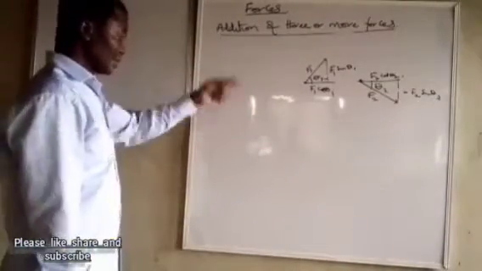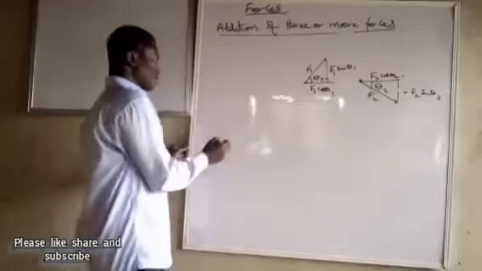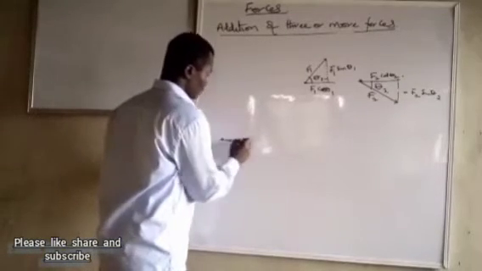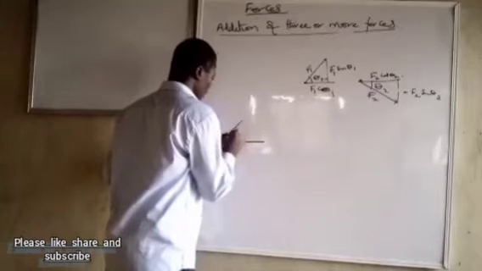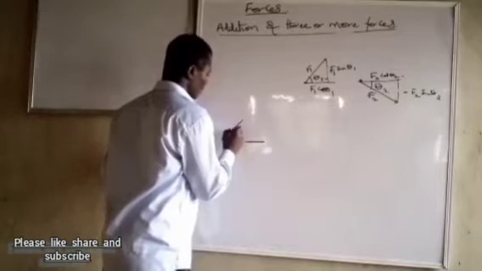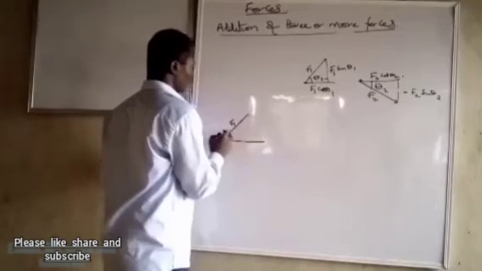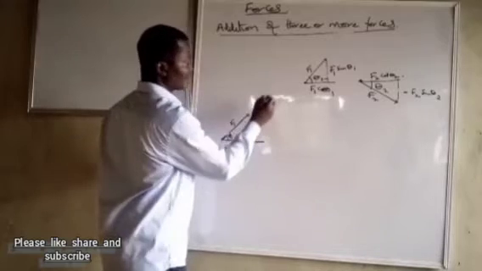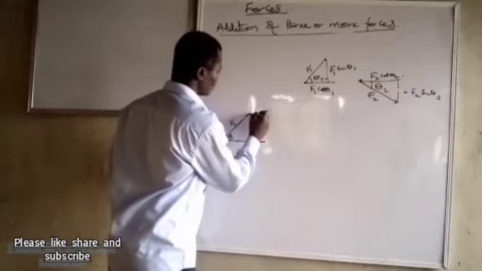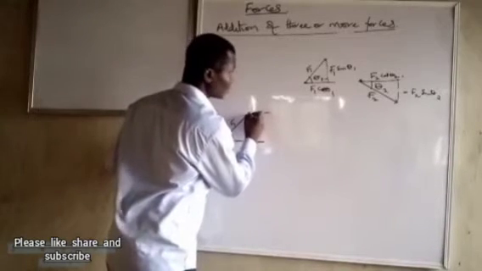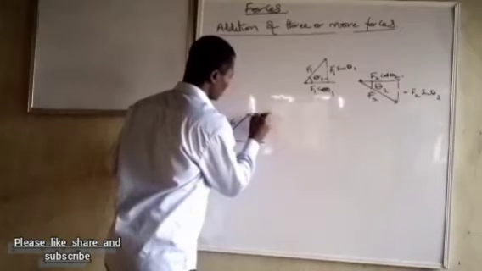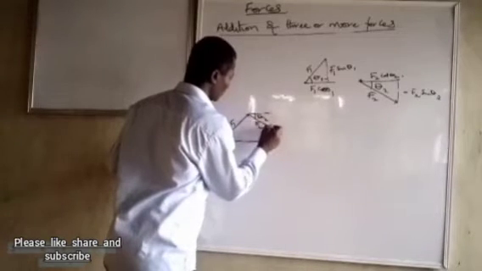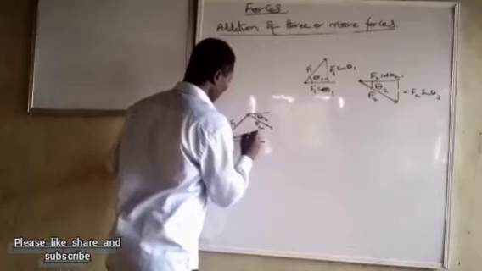Now let's draw it using triangle or parallelogram. Let's use triangle. This one comes like this. Theta 1, F1, and theta 2, F2. So this will be the resultant.